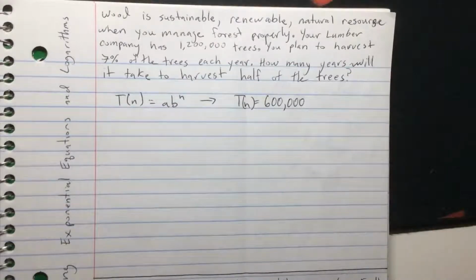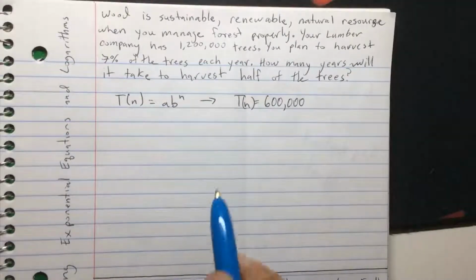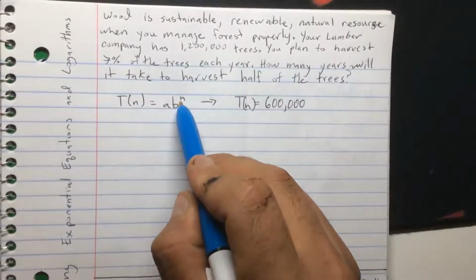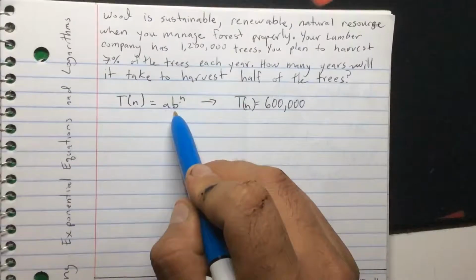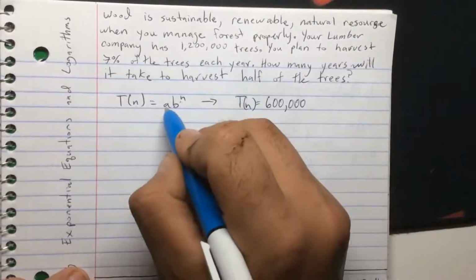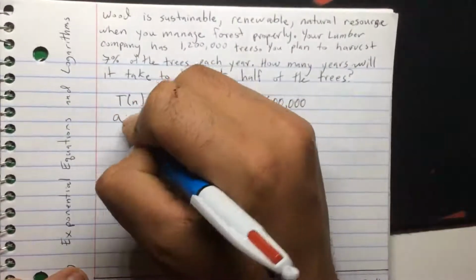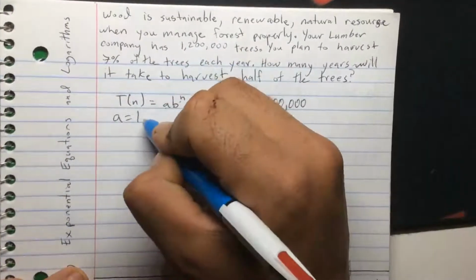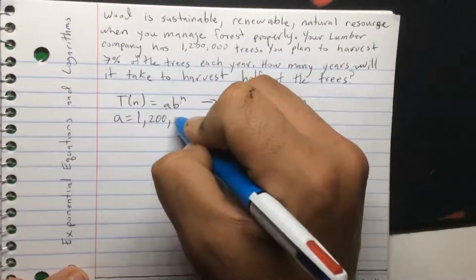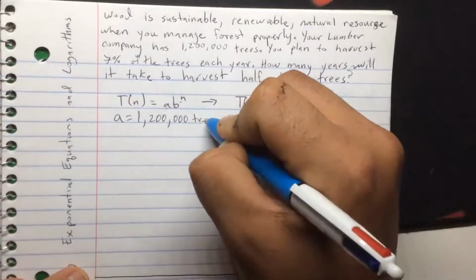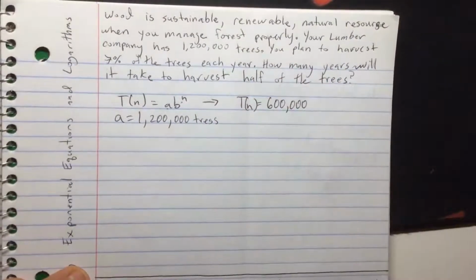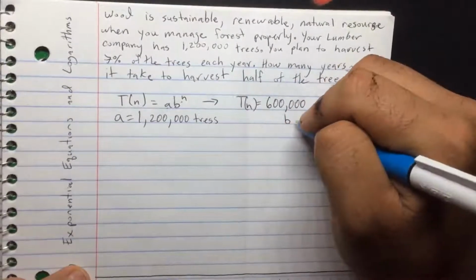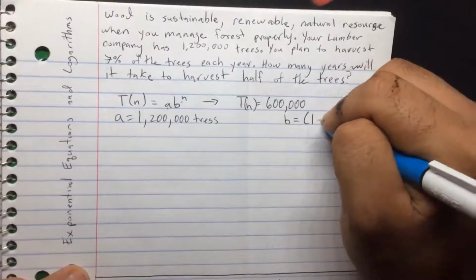Now we have to find the variables: our A, our B, and our N. N is actually what we're going to be looking for, but we have to find our A and our B. Our A is our initial amount or principal, so A is going to be equal to the initial amount, which is 1,200,000 trees. And now we have to look for our B. Remember, our B is equal to 1 plus our rate.